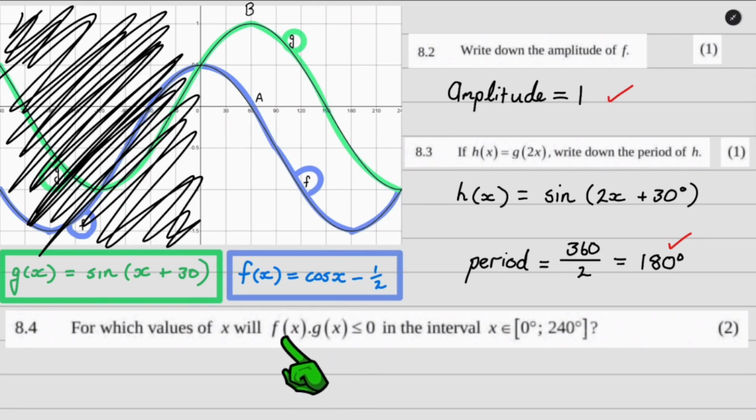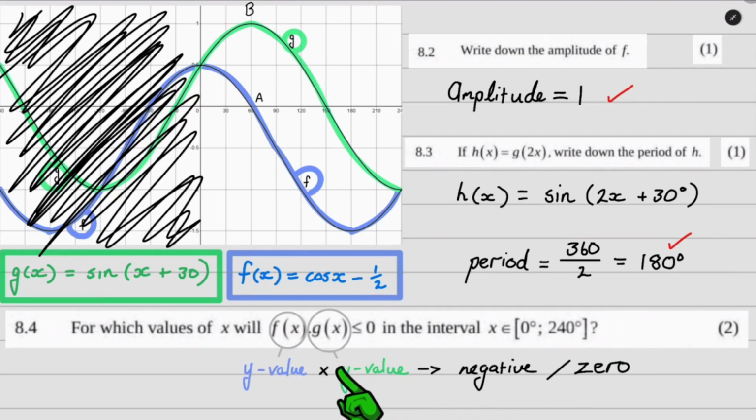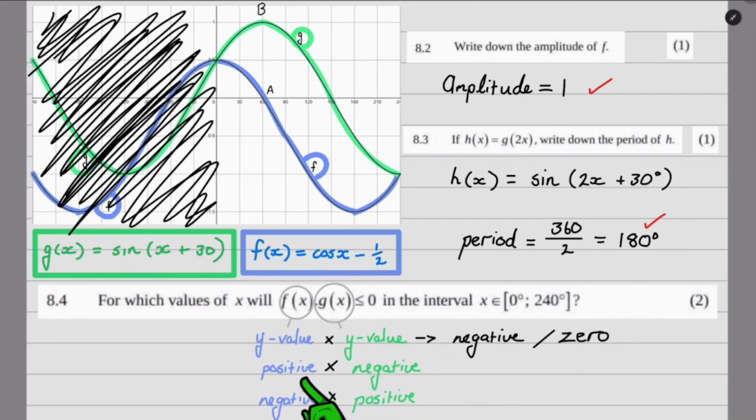Okay, now if I analyze this, f of x represents a y value. So to translate this in English, f of x is the y value of this blue graph. G of x is the y value of the green graph. And I want to multiply those together to give me a negative number, something smaller than 0, or it could give me 0, something equal to 0. So there's only 2 possible cases where that can happen: a positive times a negative or a negative times a positive. That will give me a negative number.